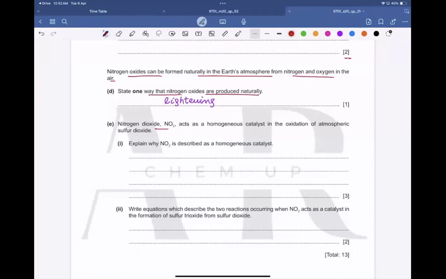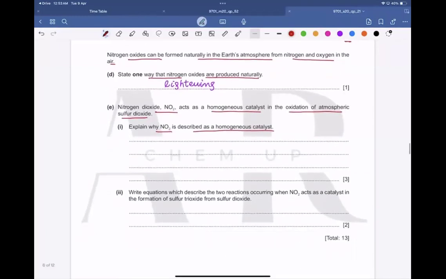Next part: nitrogen dioxide, NO2, acts as a homogeneous catalyst in the oxidation of atmospheric sulfur dioxide. Explain why NO2 is described as a homogeneous catalyst. Catalyst, okay. Yeah, the states, they are in the same phase. Very good, Anisa.